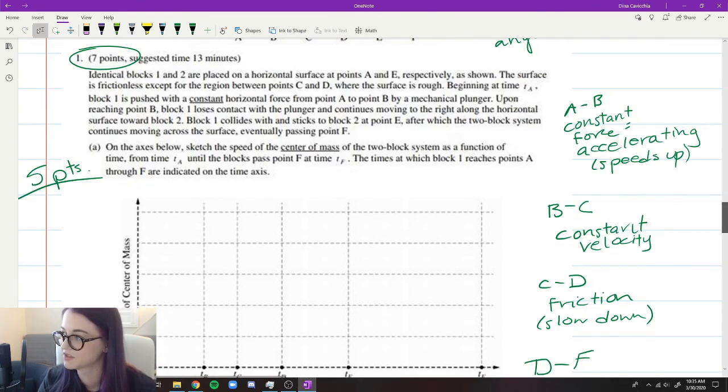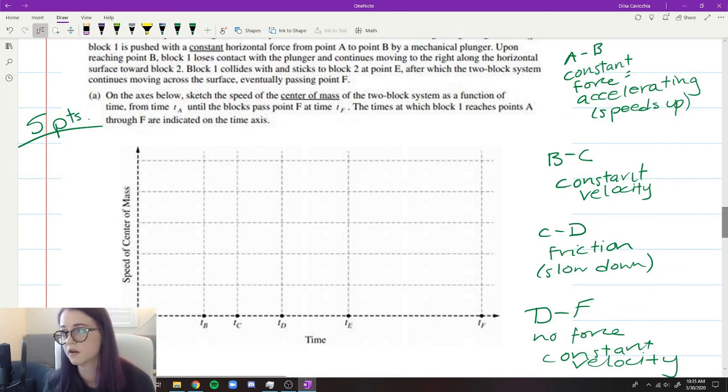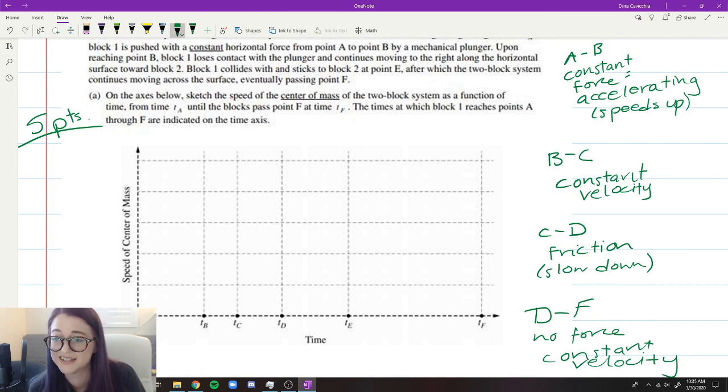Let's see. From A to B, we have a block that is accelerating. So how do we draw that it is accelerating? Well, it's a constant force, so that means we're going to have a constant acceleration. Now, this is a speed graph, or similar to a velocity graph, which means that if we drew this, it is going to mean constant speed. If we drew this, it means zero speed. So what kind of line are we looking for if we're looking for a constant acceleration? That's going to be a line that slopes upwards.